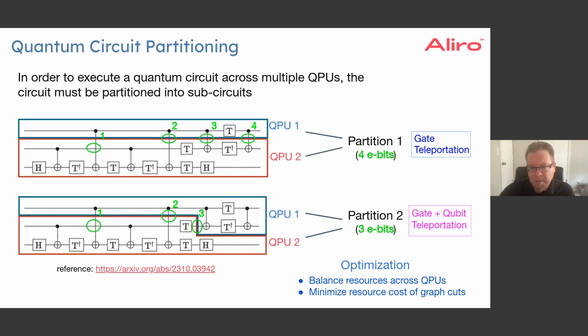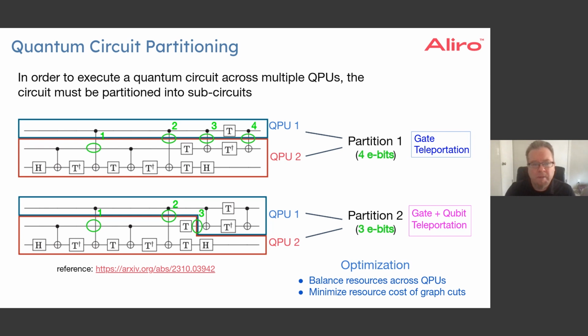We use 4 E-bits. But if we can use both gate teleportation and qubit teleportation, then we can cut the circuit another way. In the second partitioning scheme, we've cut along 2 of the CNOT gates across the control qubit, but then we've cut across the circuit between our T gate and the subsequent CNOT gate. In this case, with this cutting, we only require 3 E-bits.